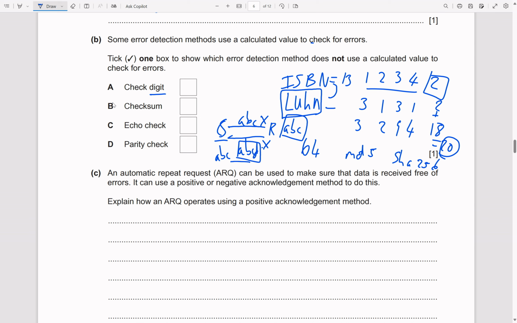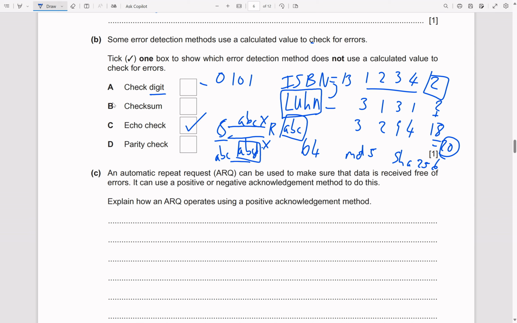So I think here, this is not using a calculated value because it's just sending the original data. And then a parity check, let's say we're using even parity. If we have some bits, and I'll just use 4 bits, although in reality maybe it's going to be 7 bits and then 1 bit for the parity bit. Let's say we're using even parity.